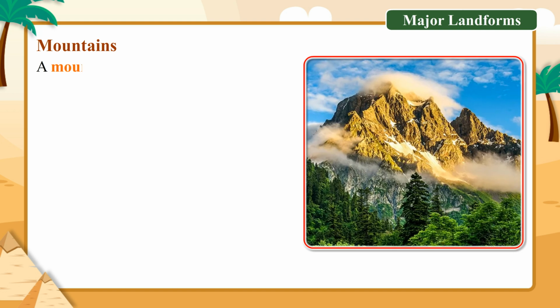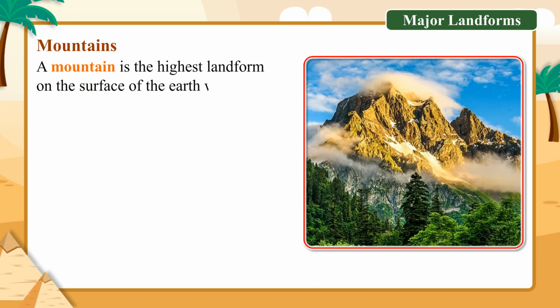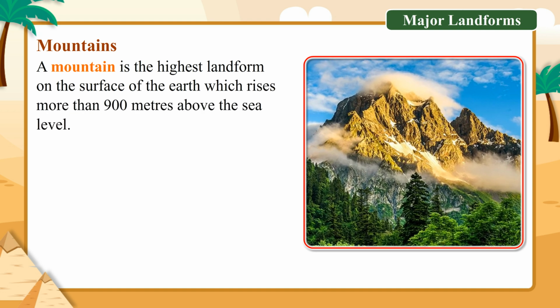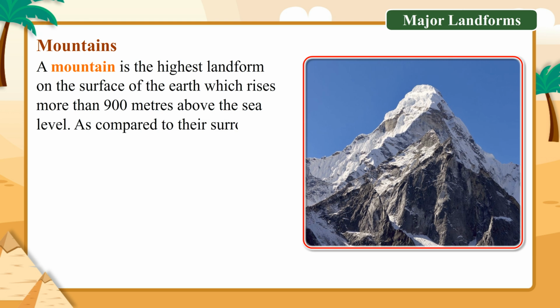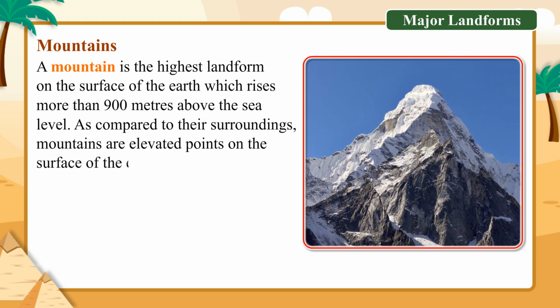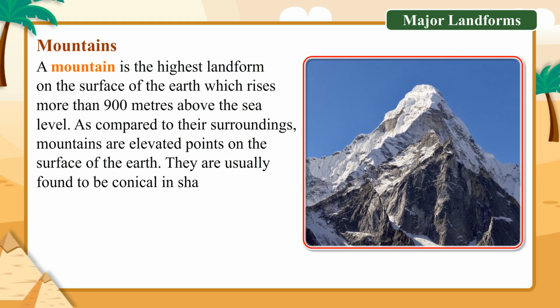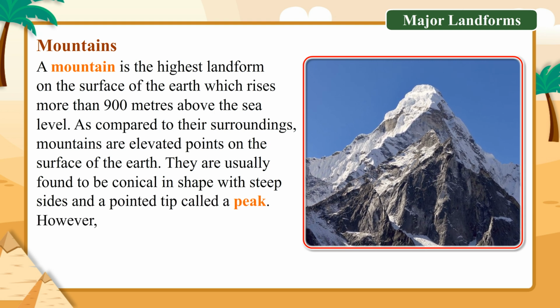Mountains. A mountain is the highest landform on the surface of the earth, which rises more than 900 meters above the sea level. As compared to their surroundings, mountains are elevated points on the surface of the earth. They are usually found to be conical in shape with steep sides and a pointed tip called a peak. However, some mountains may have rounded peaks.